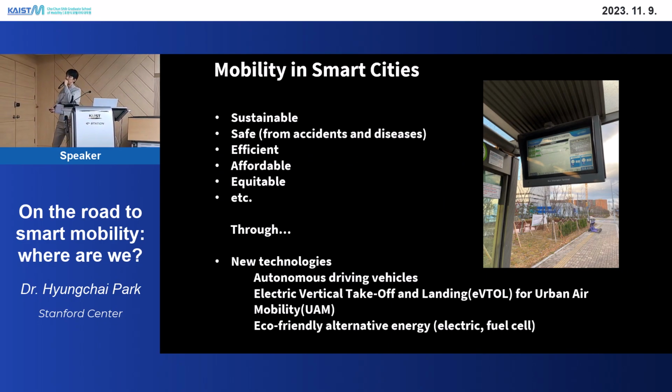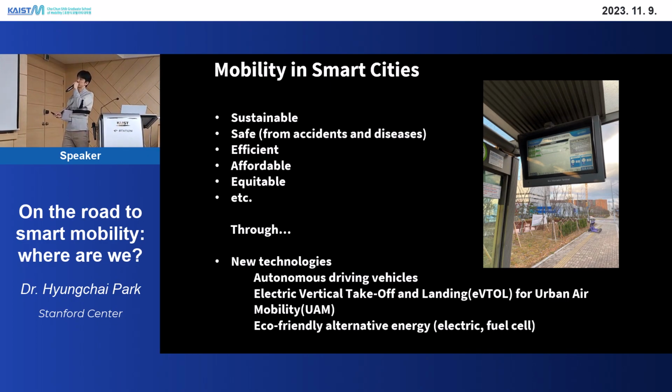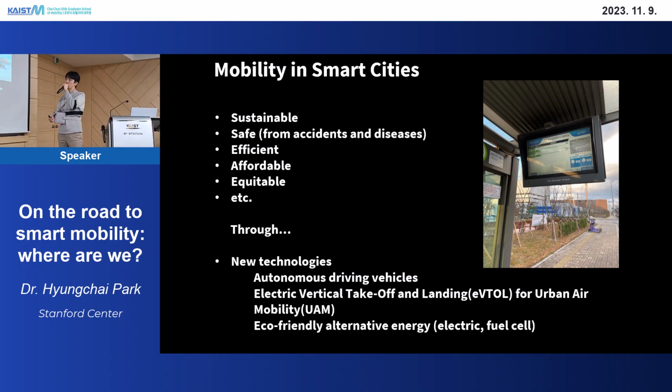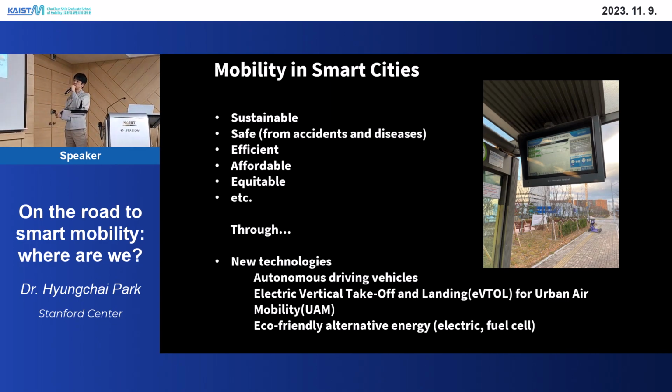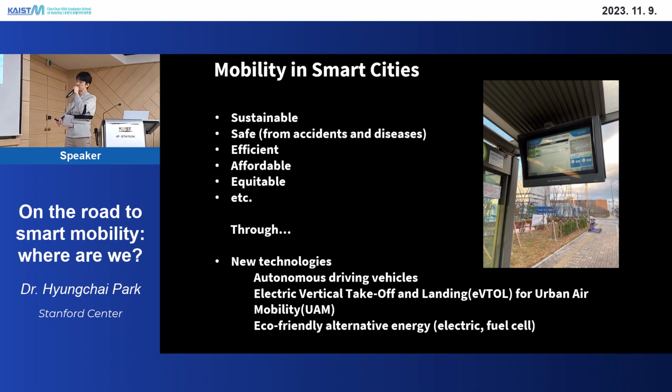So then what is smart mobility? We want to achieve the most sustainable, safe, efficient, affordable, and equitable new mobility system that can solve the existing problems of the current mobility in cities. We can achieve smart mobility through ICT, information and communication technologies, autonomous driving vehicles, electric vertical takeoff and landing, eVTOL, for urban air mobility, or eco-friendly alternative energy sources like electric or fuel cell.